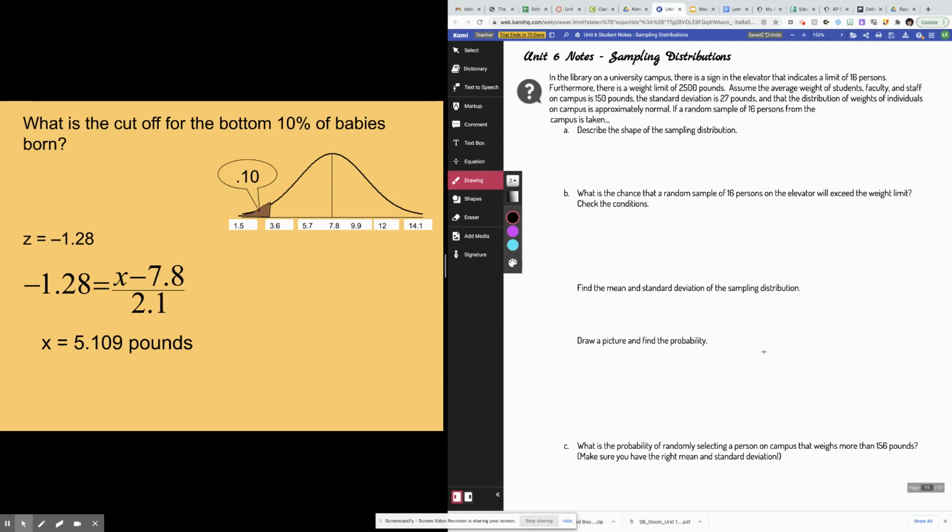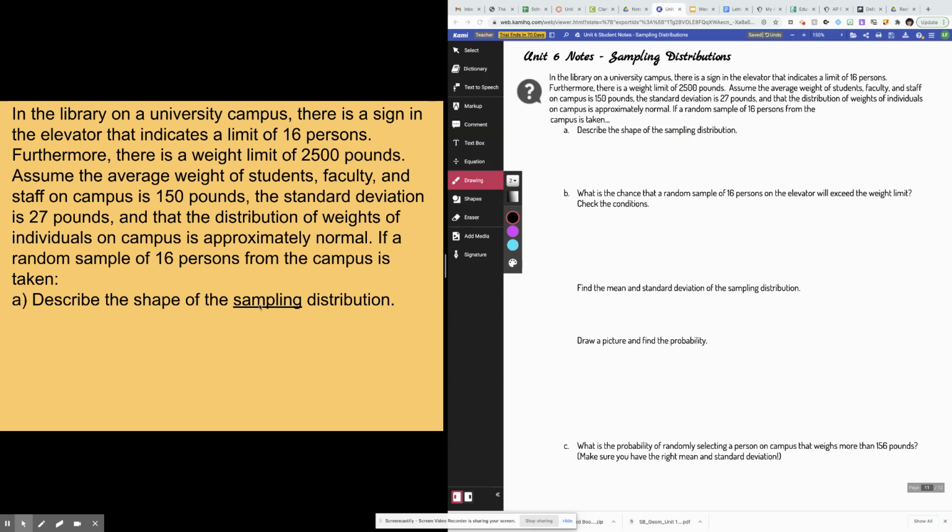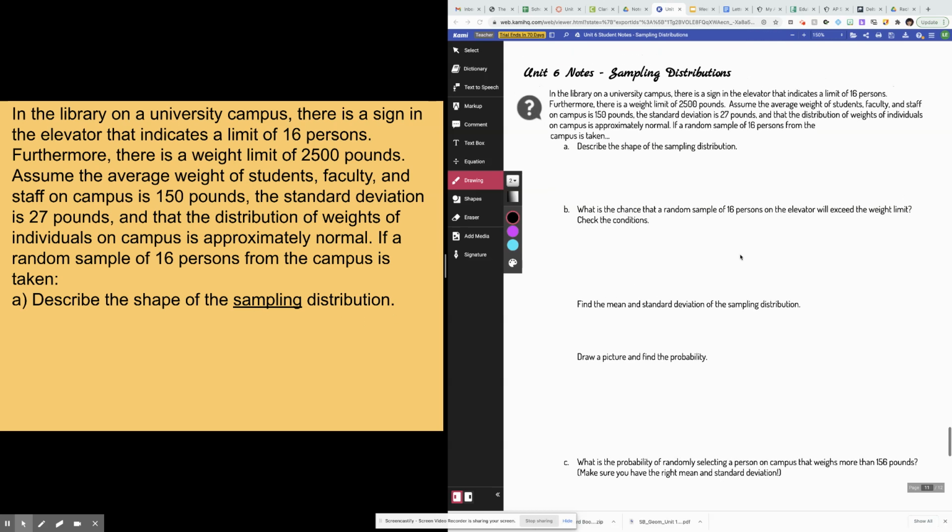But I'm hoping that that will help you try this other one on your own. So I'm going to give you this one other problem here, but I do want you to take note that they tell you things a little bit differently here.